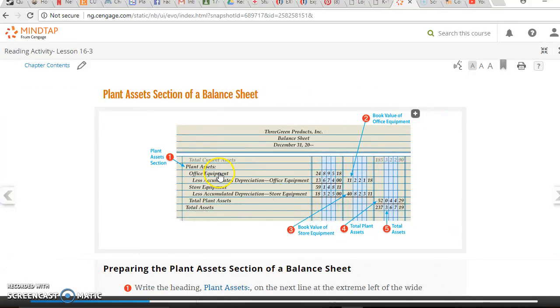The plant assets are your assets that are depreciated. They are going to be used for more than a year. In this case we have two categories, office equipment and store equipment. The first number is the balance, but minus the contra account of accumulated depreciation reduces your office equipment balance to the book value of your office equipment, which is $11,221 here.